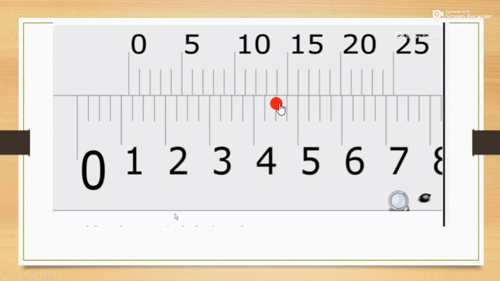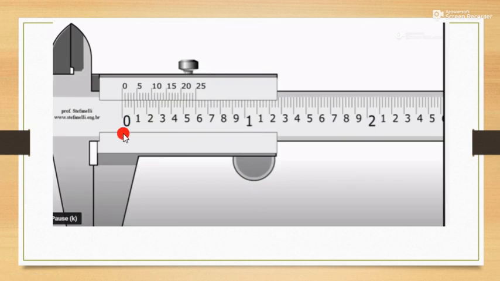only one line coincides here, only one line. Okay, 5 coincides with this line. And now this is the vernier scale.